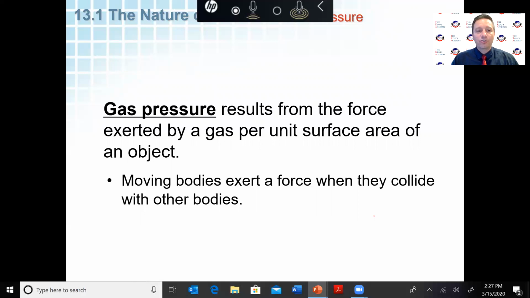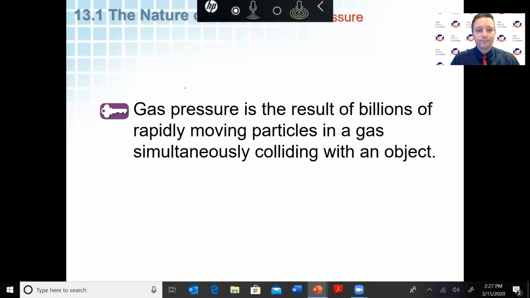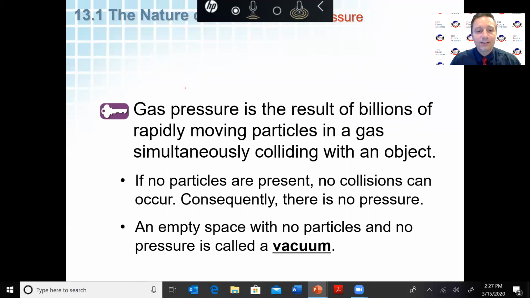So let's get another definition. Gas pressure is the result of the force exerted by a gas per unit surface area of an object. I would get this right here into my notes. The key concept: gas pressure is the result of all these molecules or atoms that are colliding with an object. So when we think about everything that we are aware of, there is pressure because there's gas all around us, here on Earth that is.